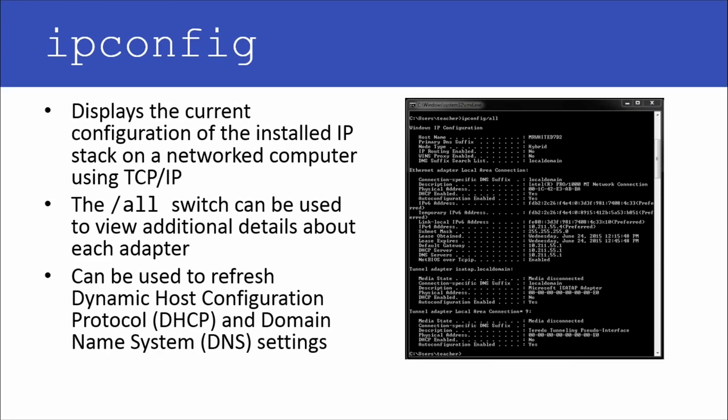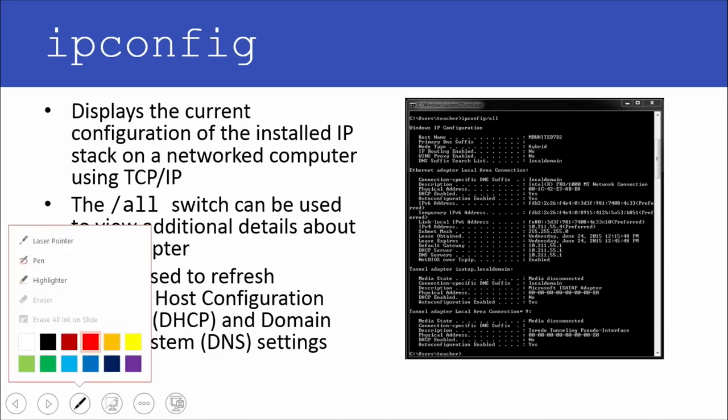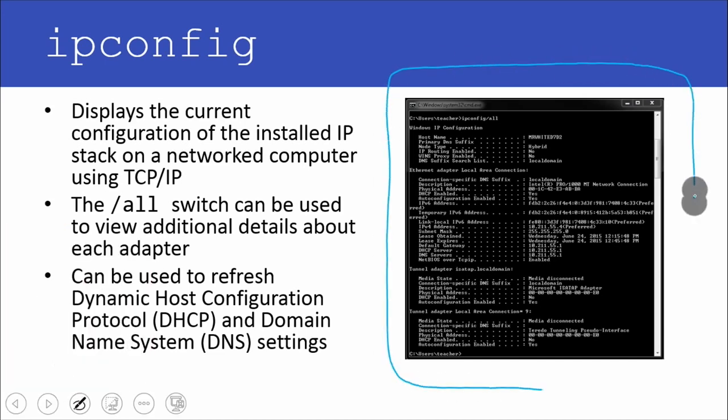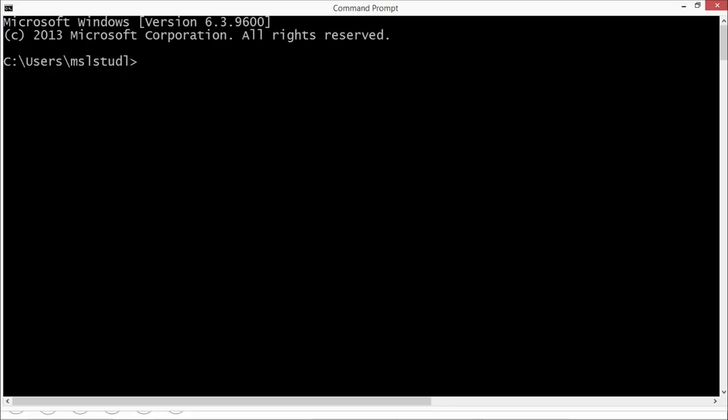We'll start with the basic ones. ipconfig. ipconfig is super useful. It displays the current configuration of your installed IP stack, right? If you use it with the /all switch, it'll give you a lot of additional information. And that's actually what you see here on the right-hand side of the screen. So that is the ipconfig /all command in action. It can also be used to refresh your DHCP, your dynamic host configuration protocol, and also change domain name system settings. Okay, just real fast, let's just go ahead and see that in action.